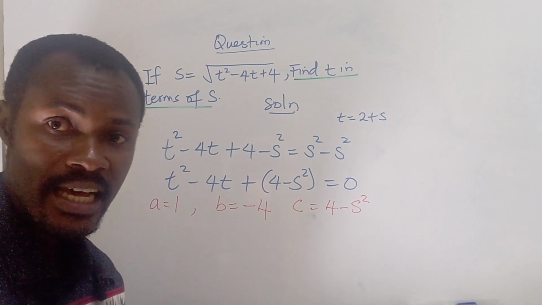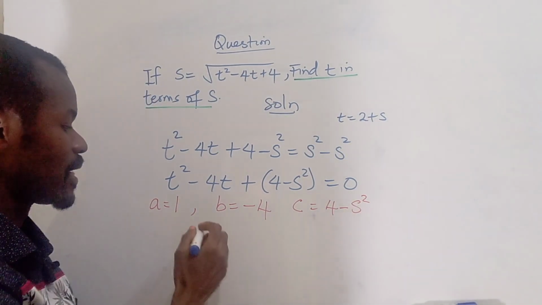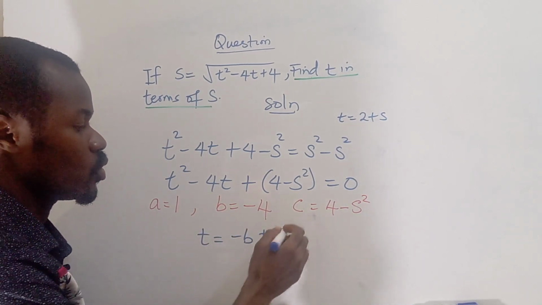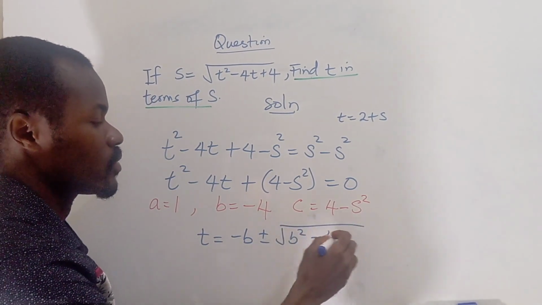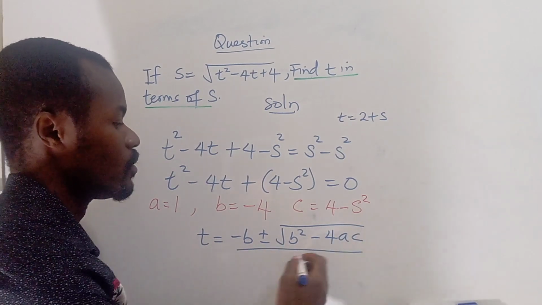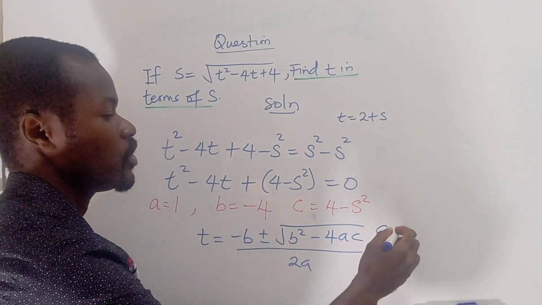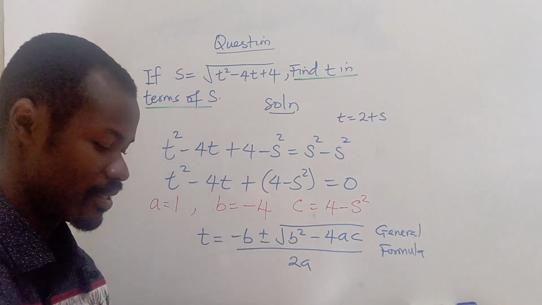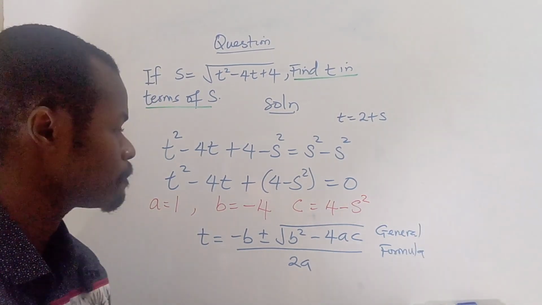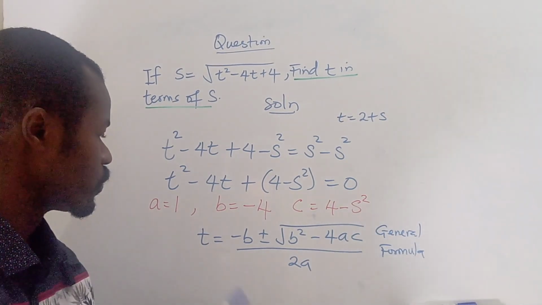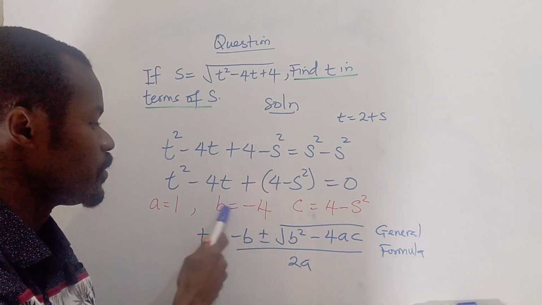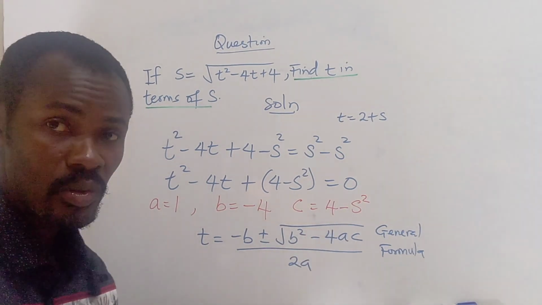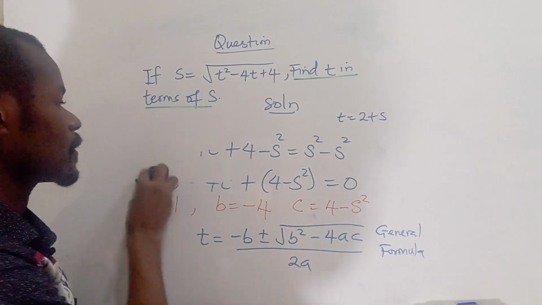All right? So the next thing we want to do here is apply the formula t equals minus b plus or minus the square root of b squared minus 4ac, divided by 2a. This is our general formula, which is popularly called the almighty formula. So all we need to do is input a as 1, b as minus 4, and c as this. So let's input it and see what that gives us.